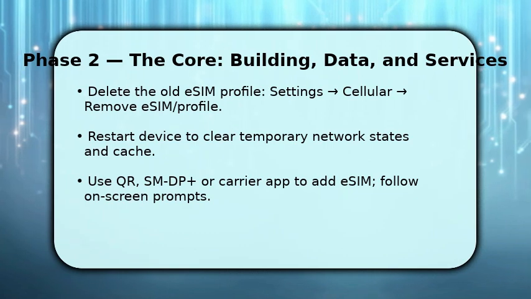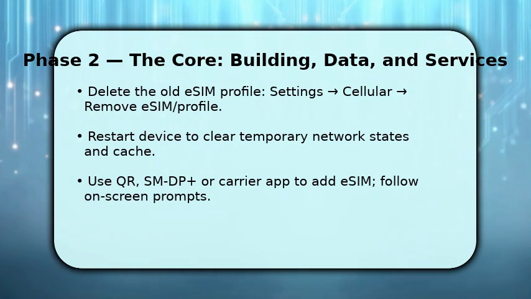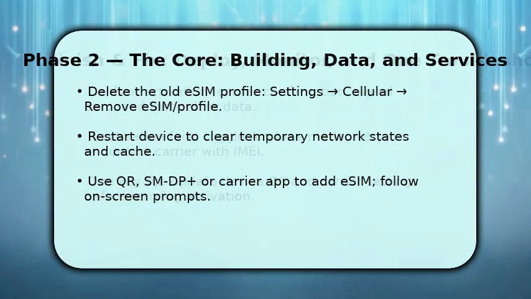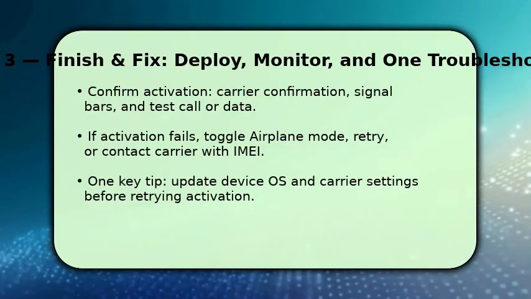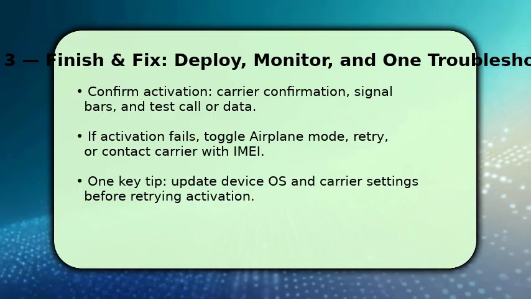Next, add the eSIM using the carrier QR code, enter the SM-DP+ address, or open the carrier app and follow the guided activation. Watch for confirmation messages. If prompted, choose which line to use as primary for calls and data. Once you add the eSIM, watch for carrier confirmation and check signal bars. Then make a test call and browse to verify data.